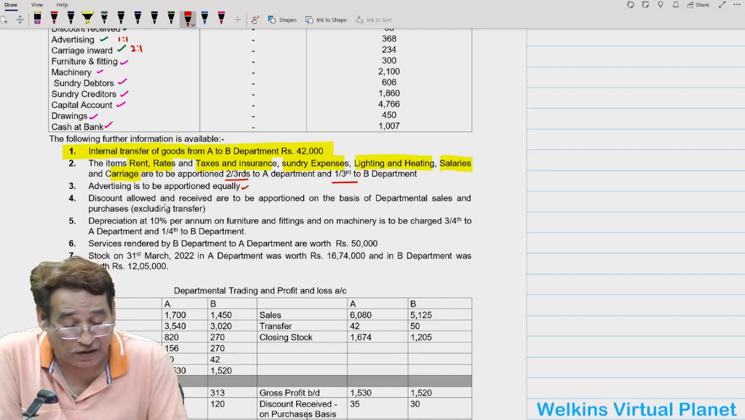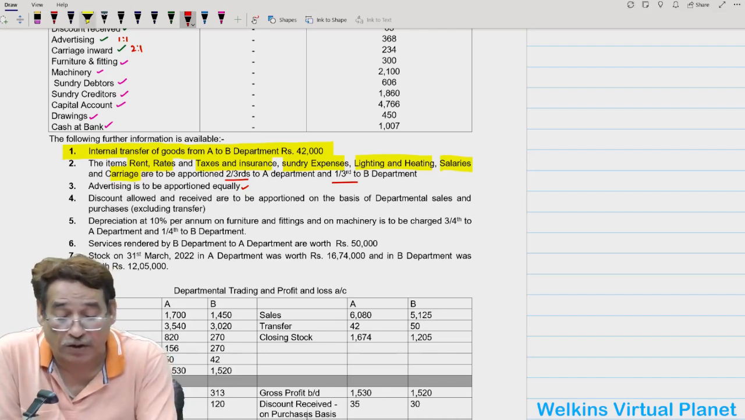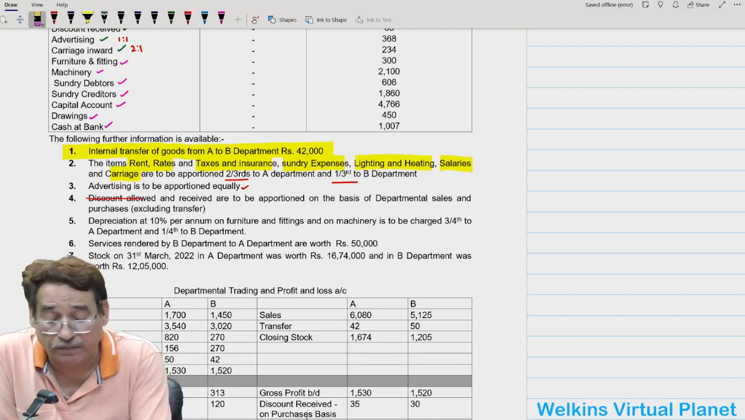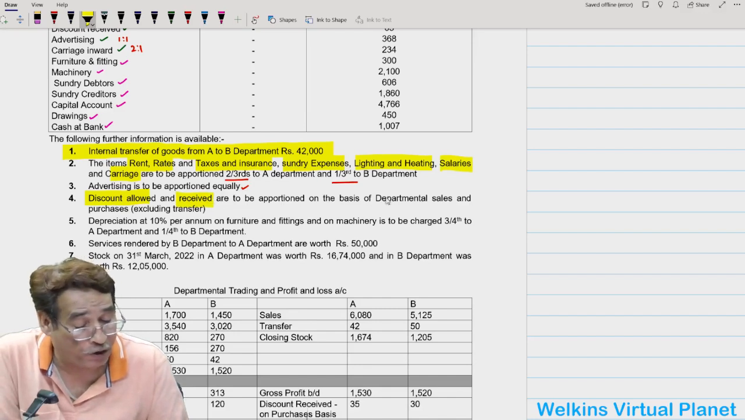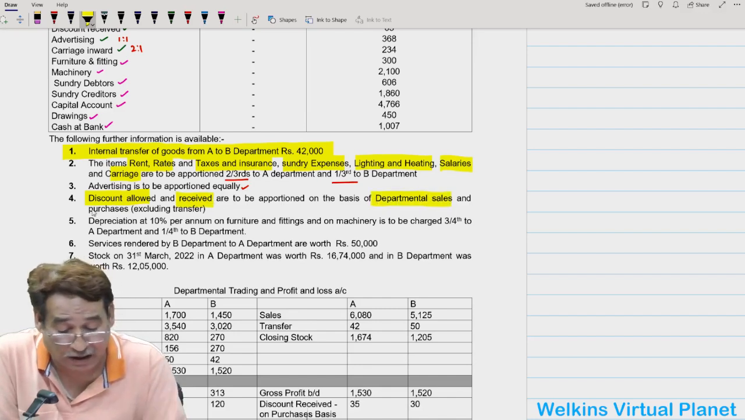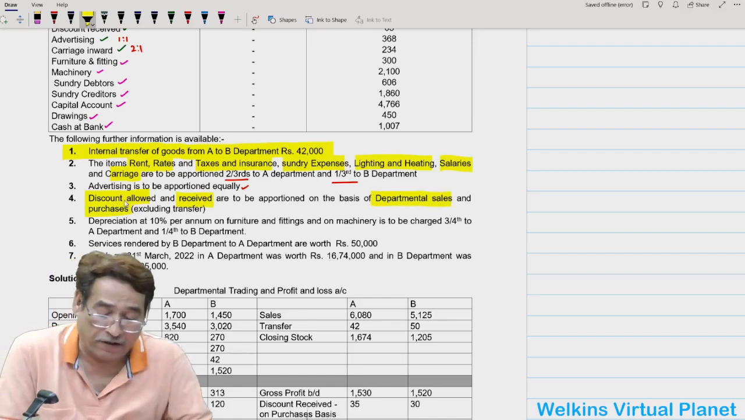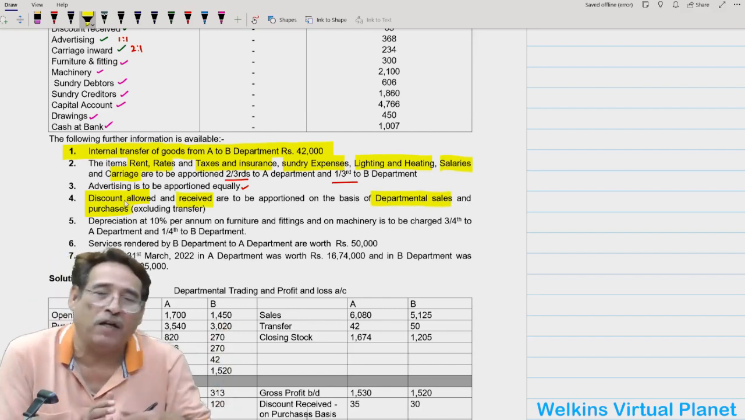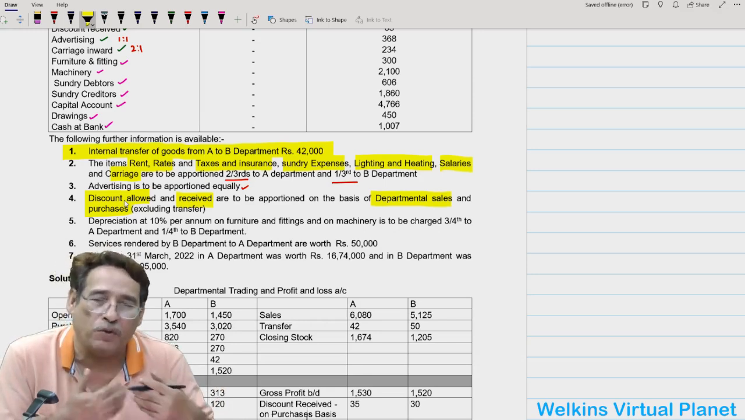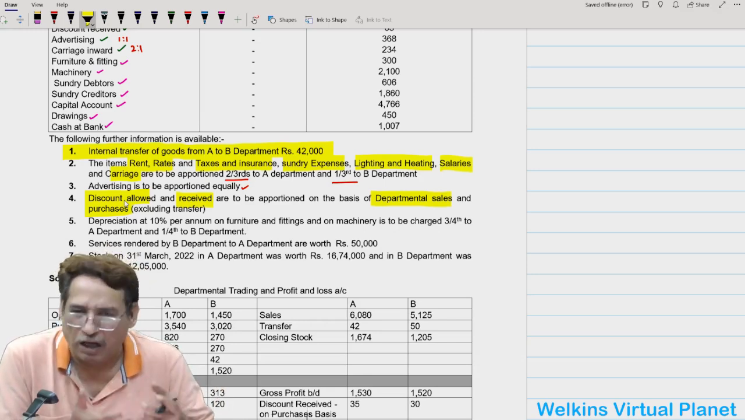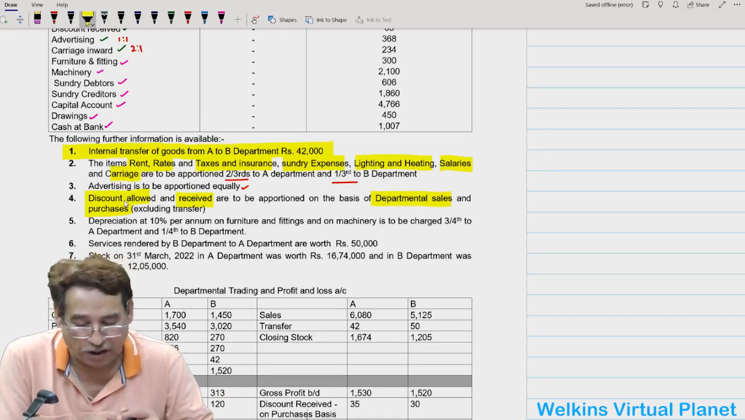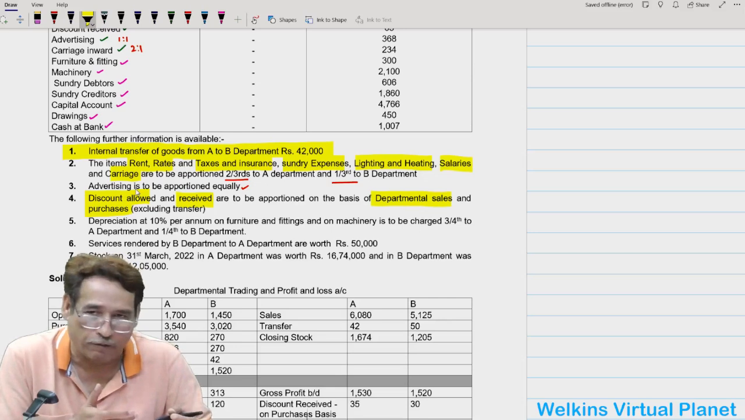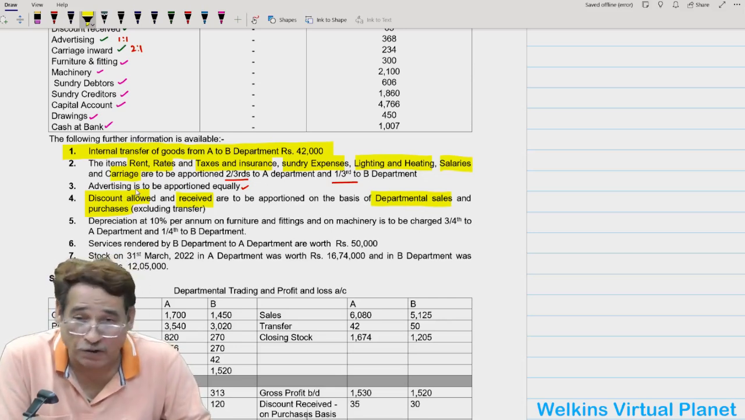Now, the question says that discount allowed and received are to be apportioned on the basis of departmental sales and purchases. We know that discount allowed is related to sales, because when we do credit sales, we sometimes allow discount to the debtors, to lure them to pay the amount before the stipulated date.